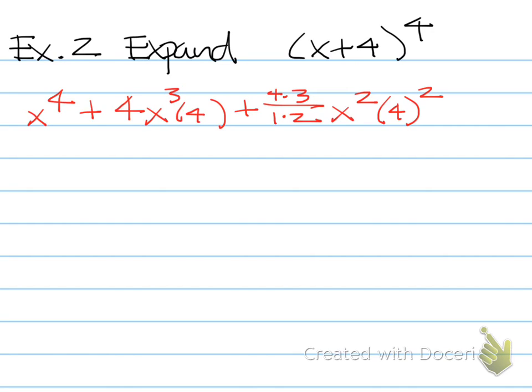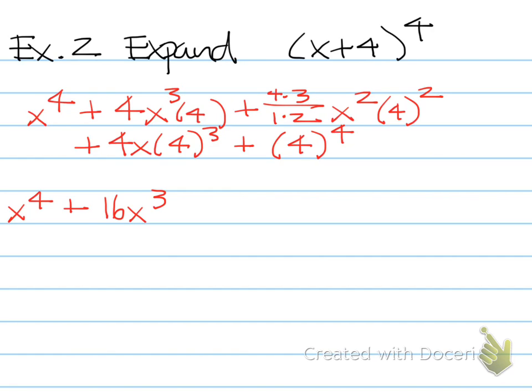So the coefficient for that fourth term is going to be the same as the coefficient for the second term, 4. And then we continue to reduce the first term of the binomial by 1, so x. Increase the second term of the binomial by 1, 4 cubed. And then the last term is always going to be the second term in the binomial to the power of the binomial, 4th power. And now we just simplify.